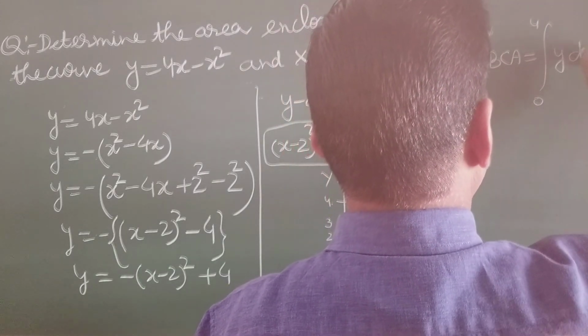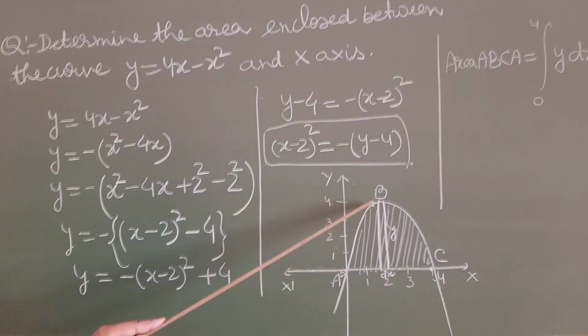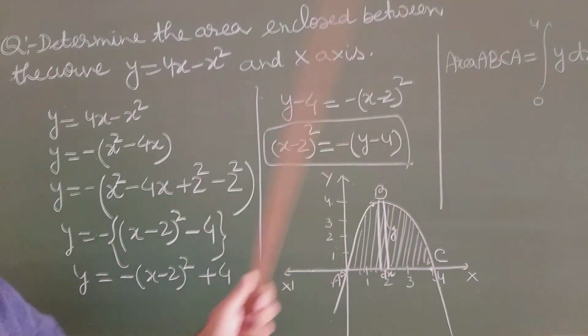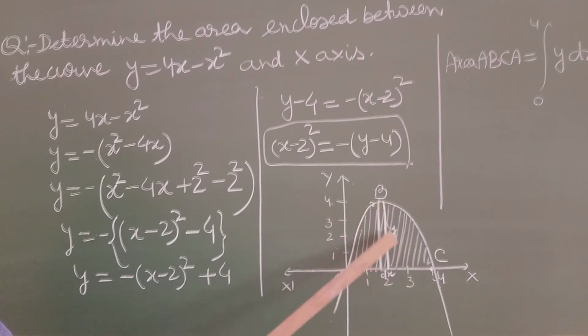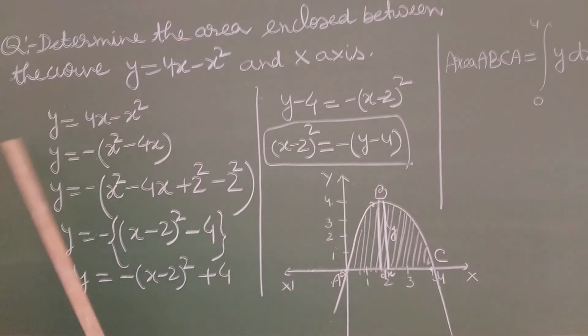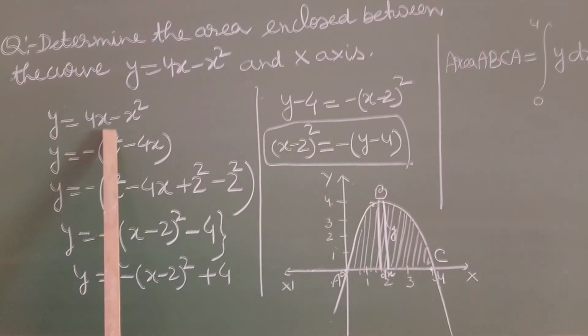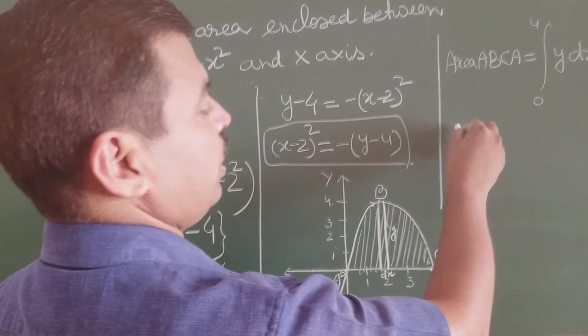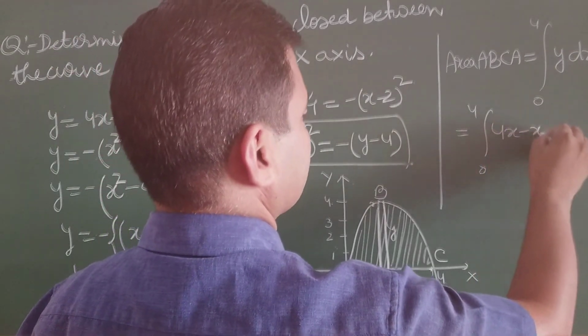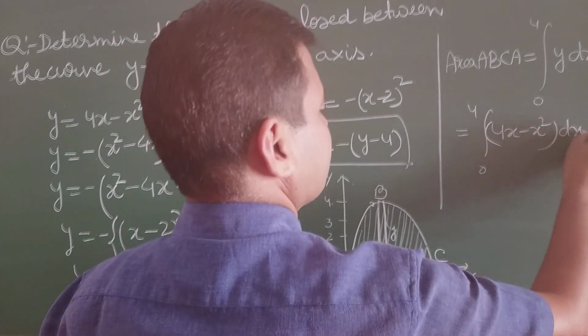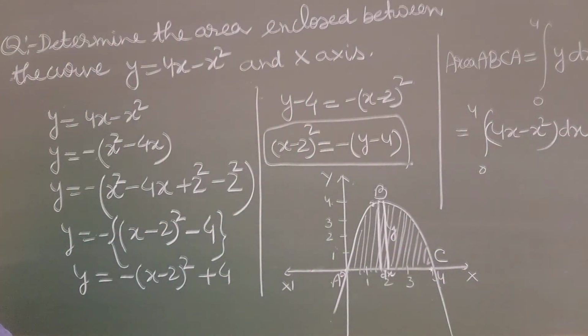Now, here we write y dx. Okay? Now, the value of y we have to put from the curve because the rectangular strip touches the curve here. So we have to take the value of y from the curve. So this is the curve equation, y equals 4x minus x square. So area equals integral from 0 to 4 of 4x minus x square dx. Correct. Let us calculate the area.